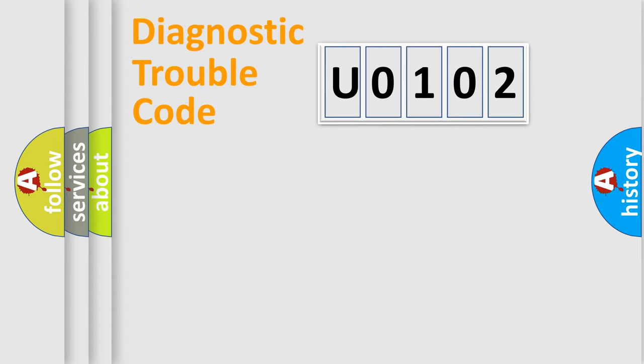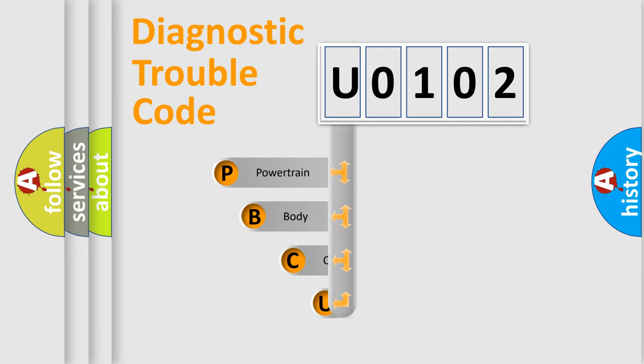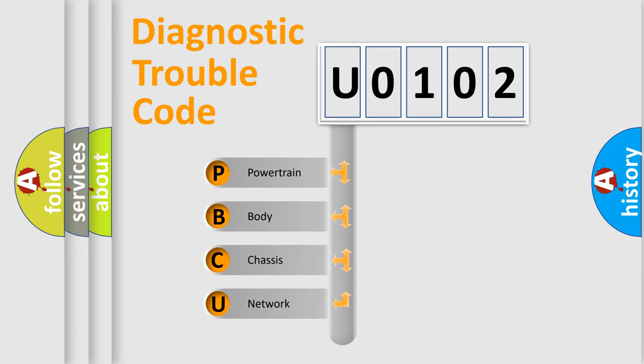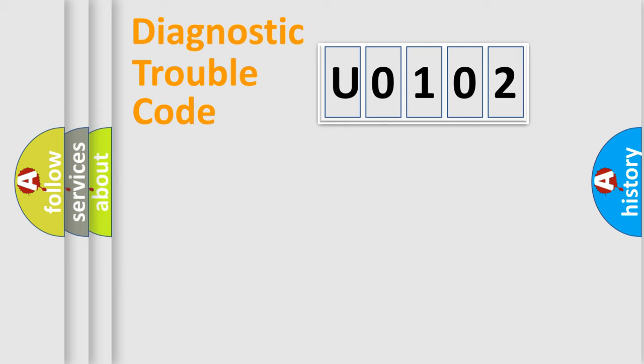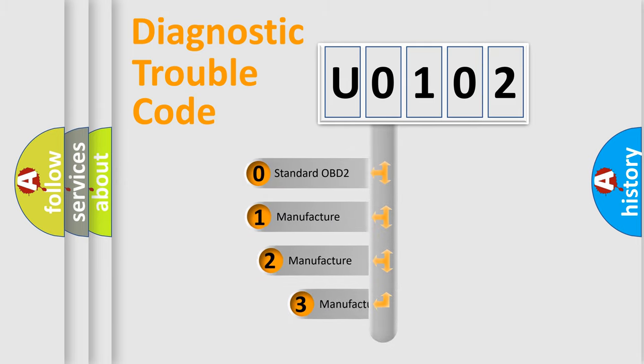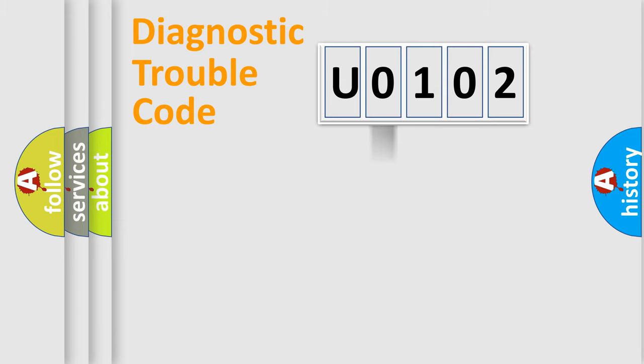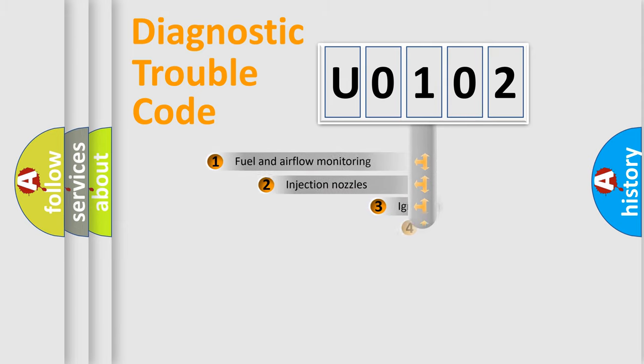Let's do this. First, let's look at the history of diagnostic fault code composition according to the OBD2 protocol, which is unified for all automakers since 2000. We divide the electric system of an automobile into four basic units: powertrain, body, chassis, network. This distribution is defined in the first character of the code. If the second character is expressed as zero, it is a standardized error. In the case of numbers 1, 2, 3, it is a more prestigious expression of a car-specific error.